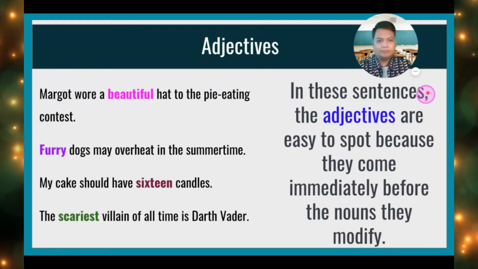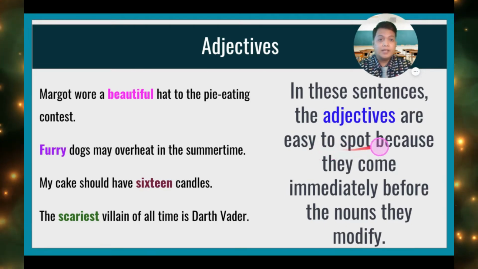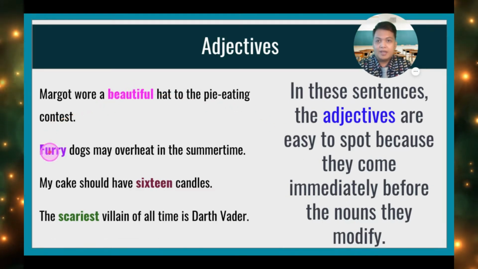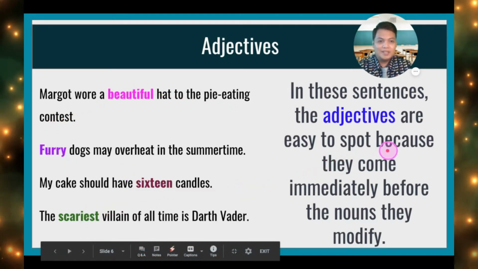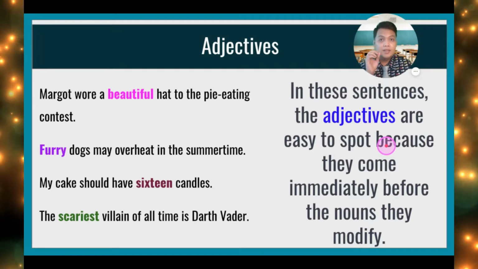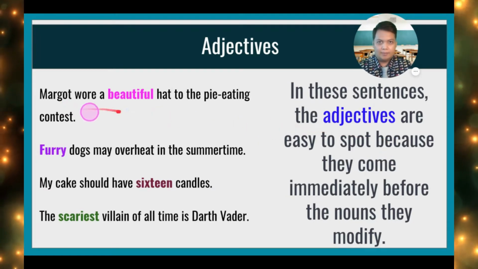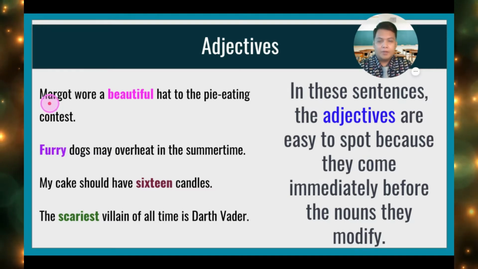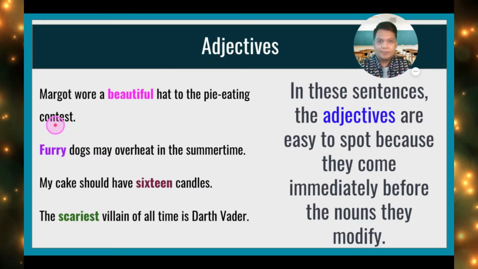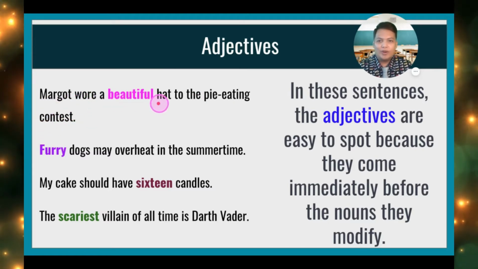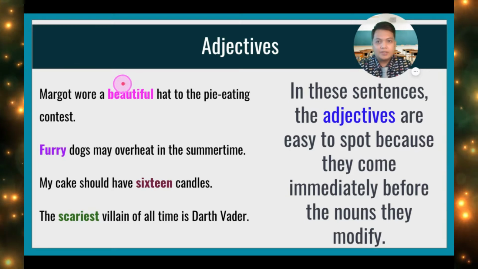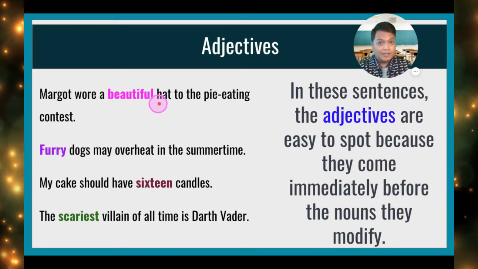Now, in these sentences, the adjectives are easy to spot because they come immediately before the nouns they modify. Aside from being so colorful right over here, the reason is that they come before the noun they modify, or the noun that they describe. Let's take a look at our first example. Read with me: Margot wore a beautiful hat to the pie eating contest. Again, let's read. Margot wore a beautiful hat to the pie eating contest. The adjective is beautiful, describing the noun after it, hat. Very good.